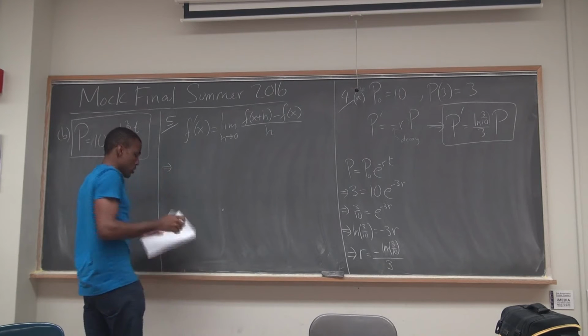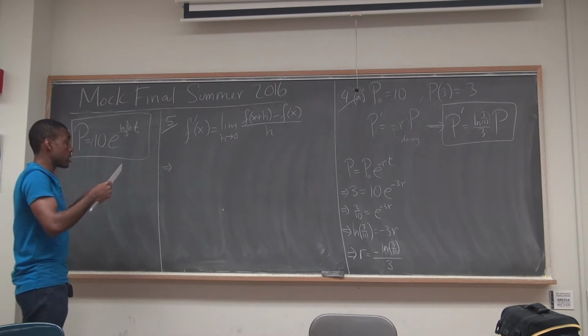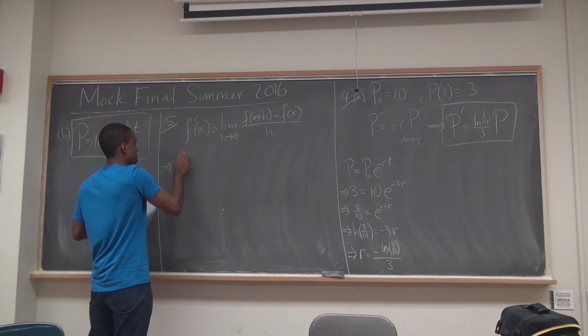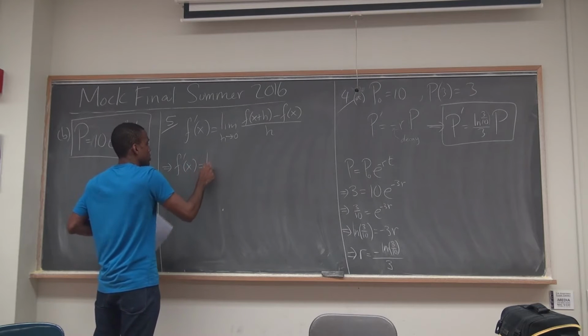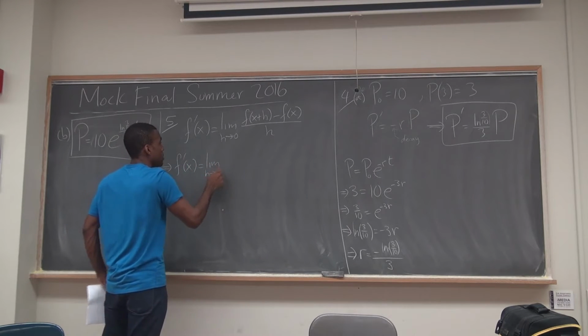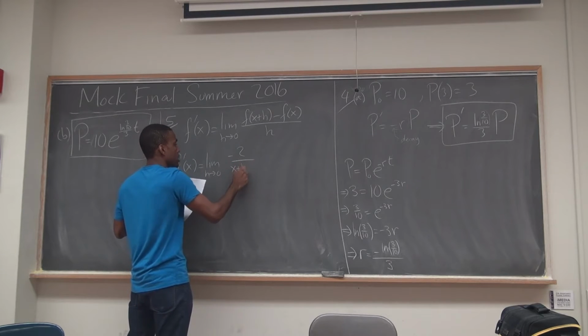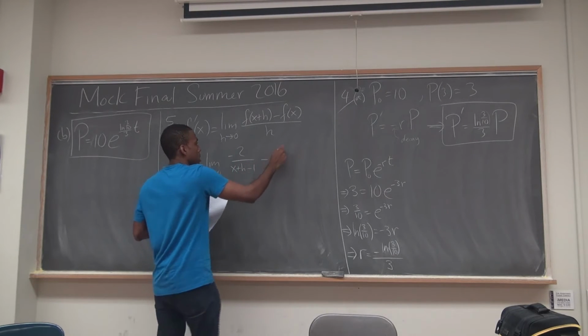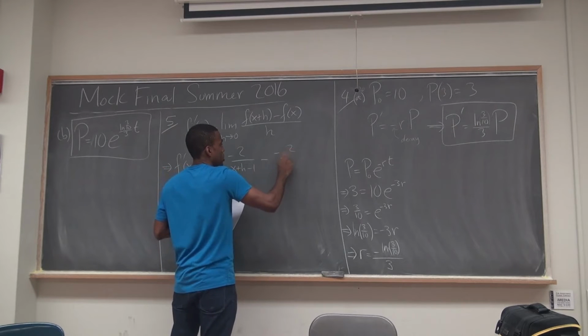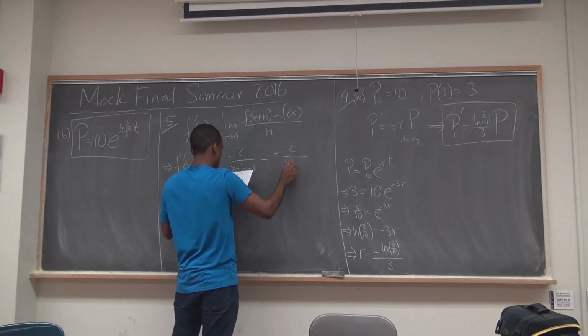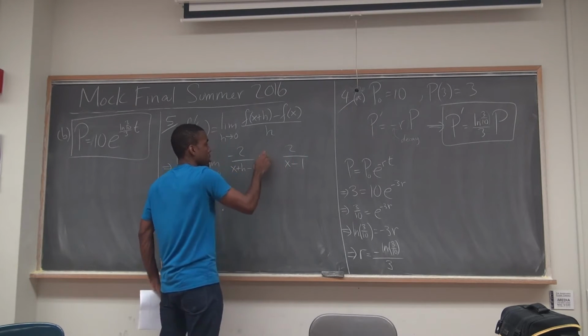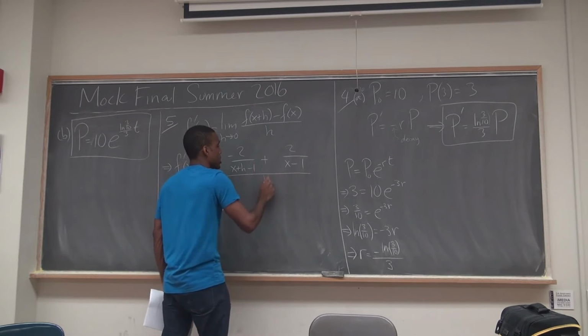And so now I'm going to use it on the function minus 2 over x minus 1. So this means f prime of x is equal to the limit as h goes to 0 of minus 2 over x plus h minus 1, minus minus 2 over x minus 1, which makes this a plus, all over h.